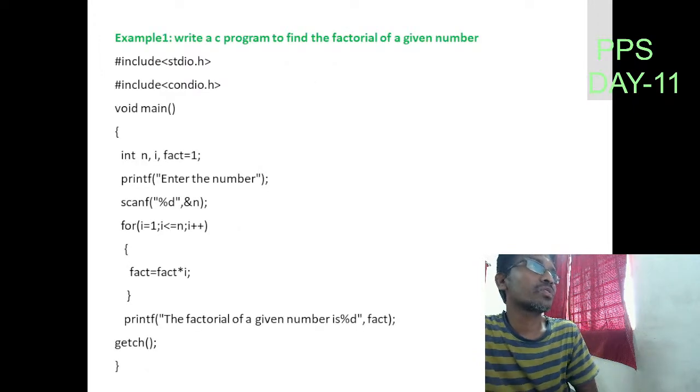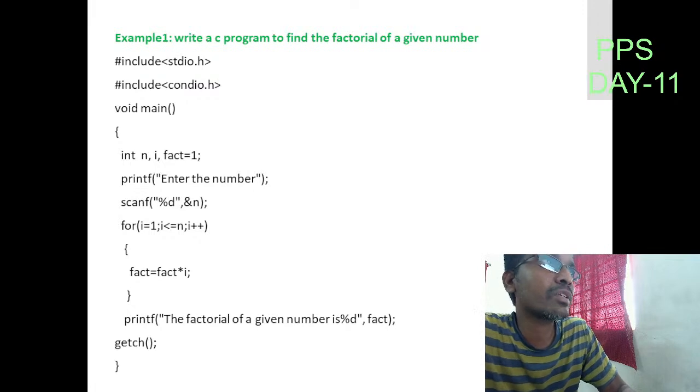Now here I am going to write a program to find the factorial of a given number. For that I am writing the header files here: hash include stdio.h, that means standard input and output .h, and hash indicates that it is a preprocessor directive, and you are saying that the stdio.h header file must be included in our currently running program. That is the meaning of include.